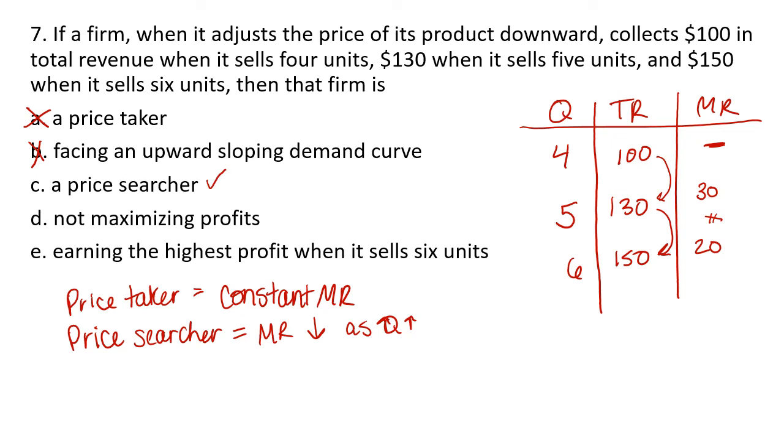D says not maximizing profits. This isn't talking about where they're producing, it's just talking about their options. There's nothing in here about costs, so we couldn't even know what their profits look like without costs. E says earning the highest profit when it sells 6 units. It's the highest total revenue, but again, without costs, we can't tell what's happening to profit. So the only thing we know for sure is that this must be a price searcher of some kind.